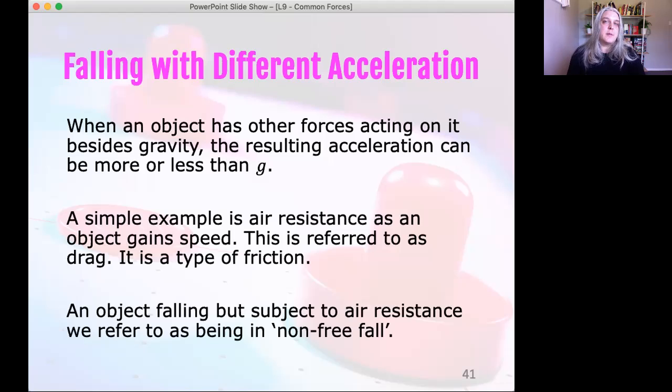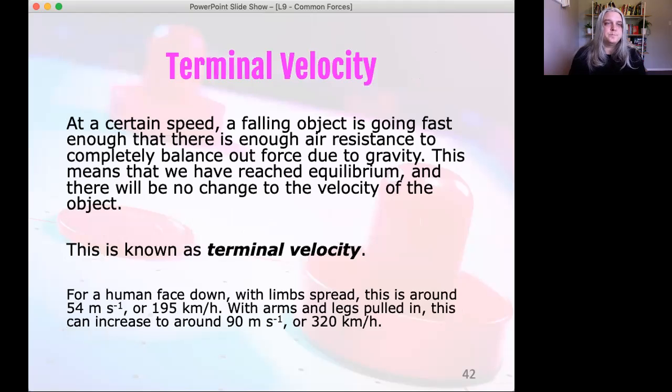So right at the very start, before you're even moving, you're going to have an acceleration. So that first instant, you're going to have acceleration of 9.8 meters per second downwards. As soon as you start accelerating downwards, you're going to lose some acceleration because you're gaining this drag force. And that means that as you get faster and faster, the air resistance is going to get bigger and bigger, and your acceleration is going to get less and less.